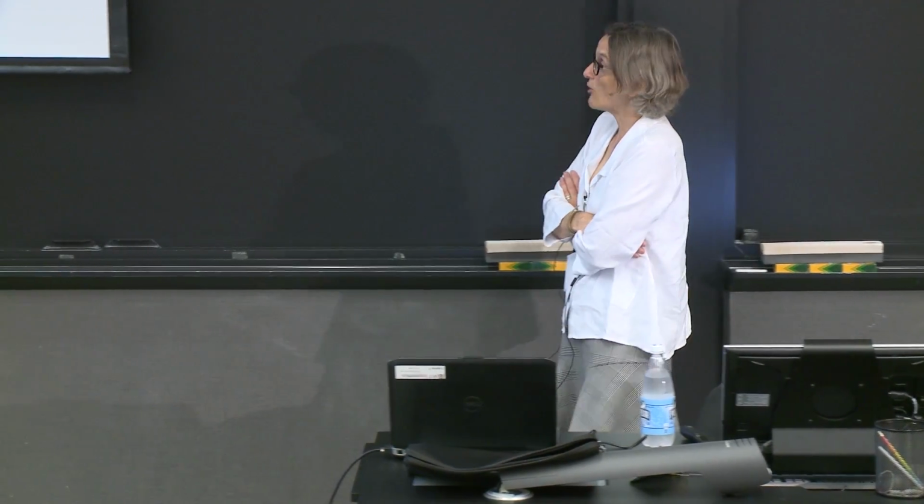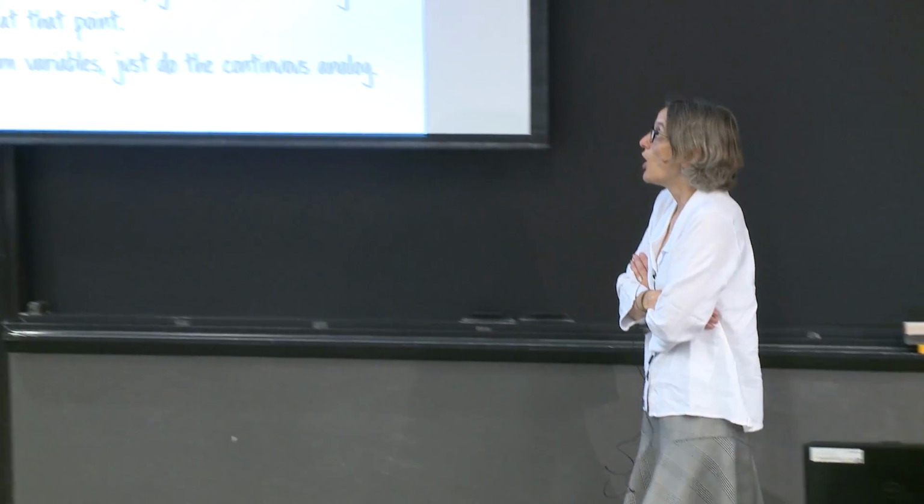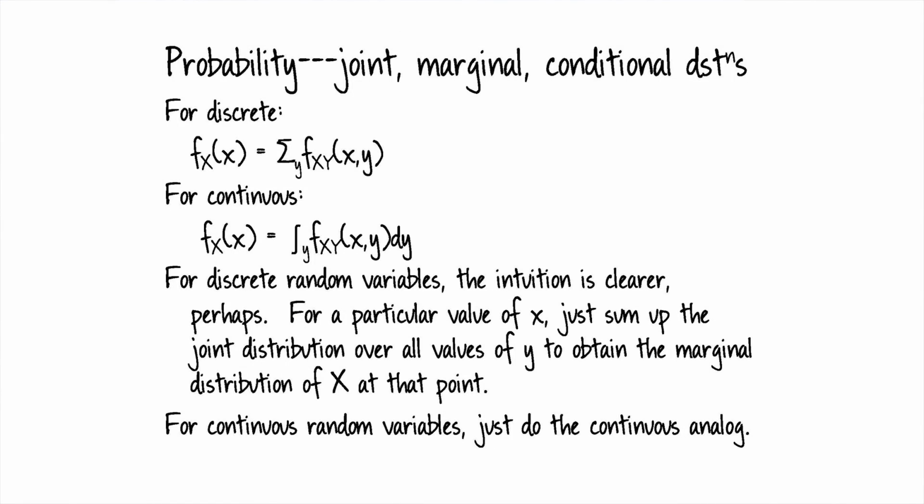Let me first tell you how to do it, give you the definition, and then we'll do some examples. Okay? For discrete random variables, if we want the marginal distribution of x, and we have the joint distribution of x and y, we sum out over y. I'll give you the intuition for that in just a second. And for continuous random variables, we do, not surprisingly, the continuous analog of that, which is that we integrate out over y.